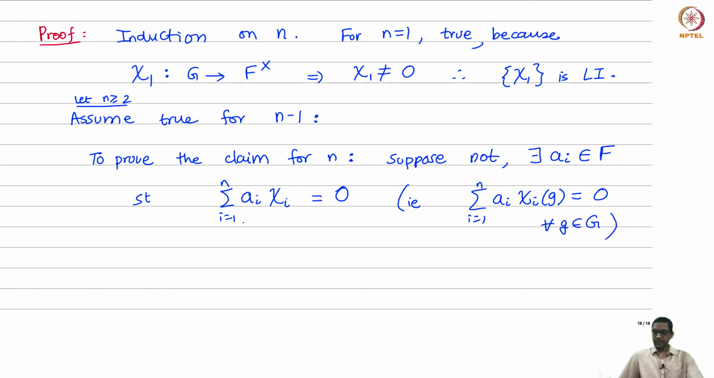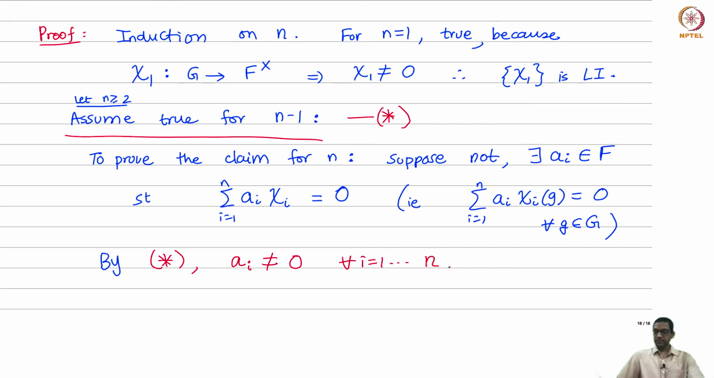Now observe that because of the induction hypothesis, every n minus 1 among these n are linearly independent. So by the induction hypothesis, maybe we'll give it a name. I'll call this star, the hypothesis. By the induction hypothesis, what we conclude is that none of the a_i can be 0.